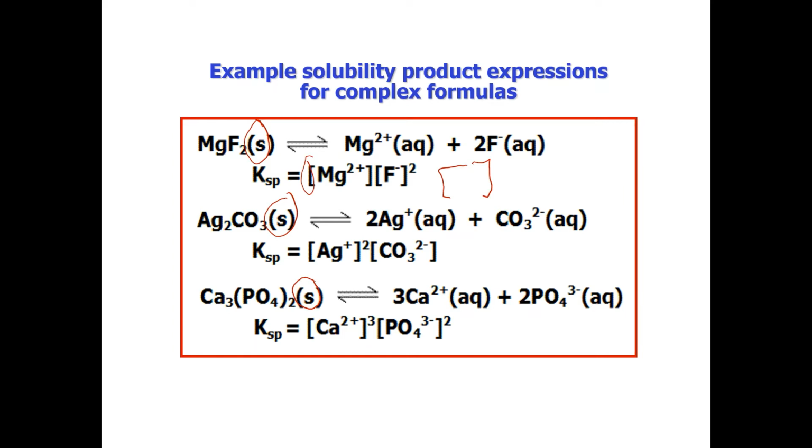So can you understand how it's written? Let's check back. Again, this one is 1 and then this one is 2. Refer to the coefficient. Similarly, this is the coefficient, and this one is 1, and then this one is coefficient 3, and this is coefficient 2. So that is how the KSP is written, based on the ions, and the coefficient is put up as the power.